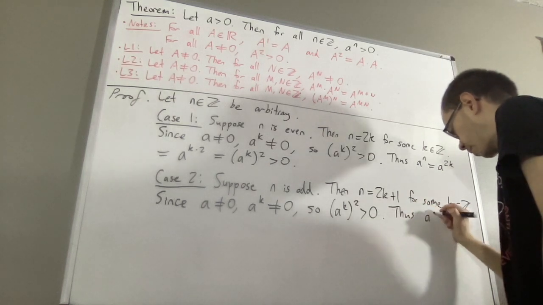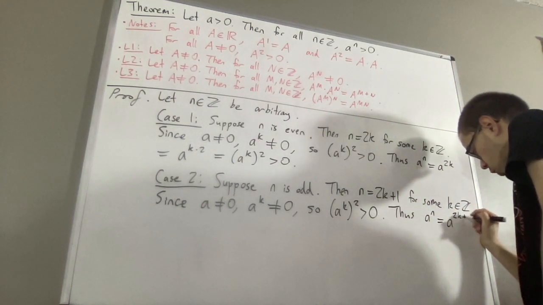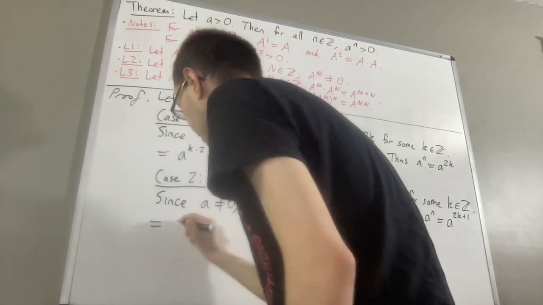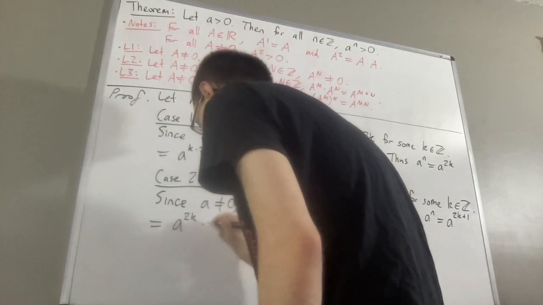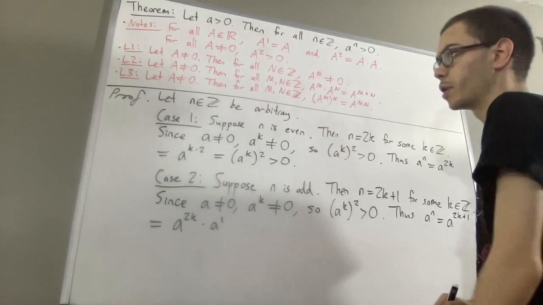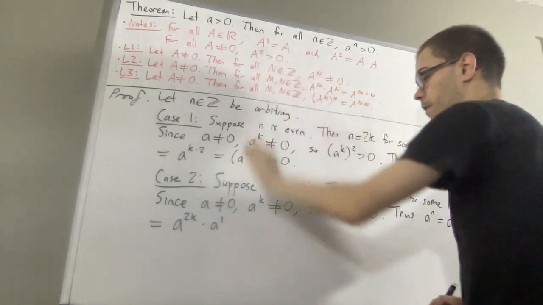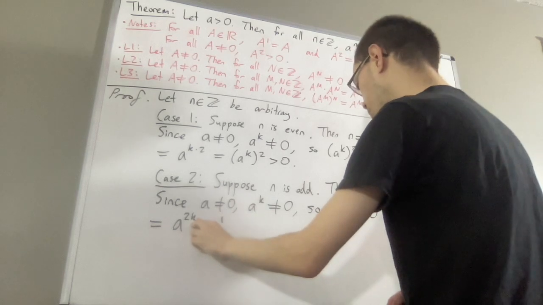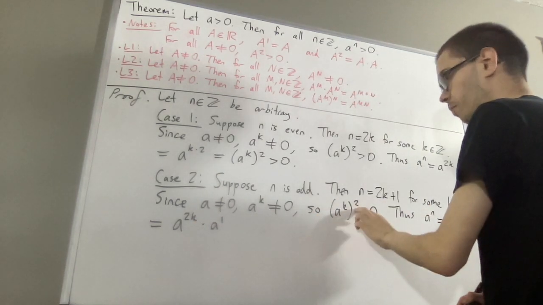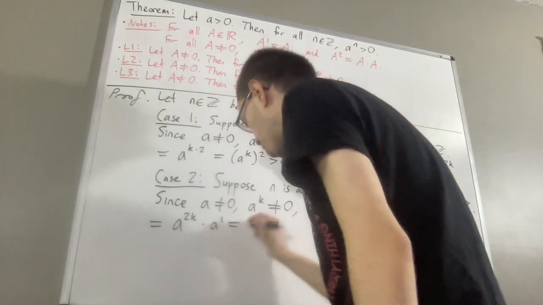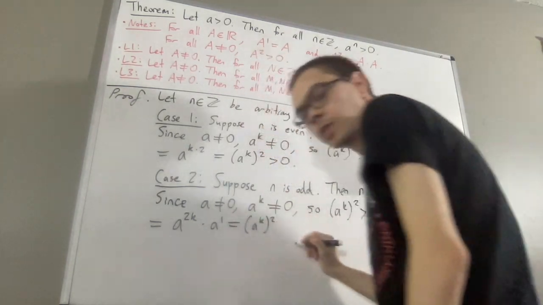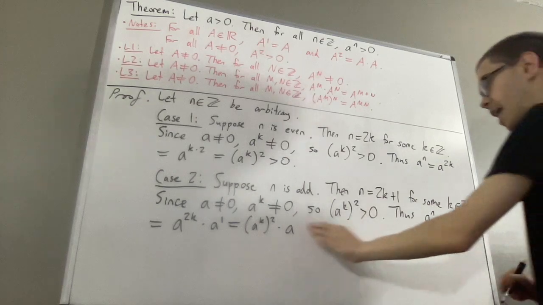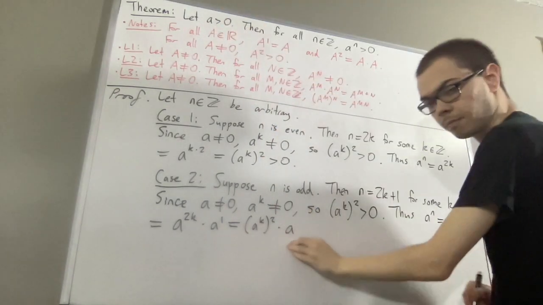Well, a to the power of n is a to the power of 2k plus 1, and according to lemma 2, we can re-express this as a to the power of 2k times a to the power of 1. Now we know any real number to the power of 1 is itself, so a to the power of 1 is just equal to a. But a to the power of 2k can be rewritten as a to the power of k, to the power of 2, just like we did in the above case. So this is just going to be a to the power of k, to the power of 2, times a. Now, this quantity is greater than 0, and a is greater than 0, so their product must be greater than 0.